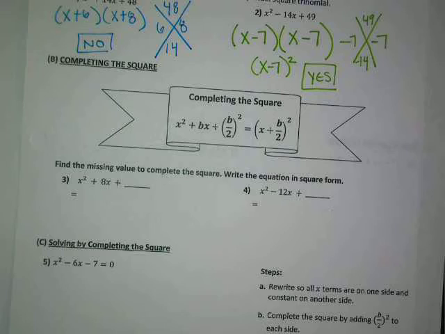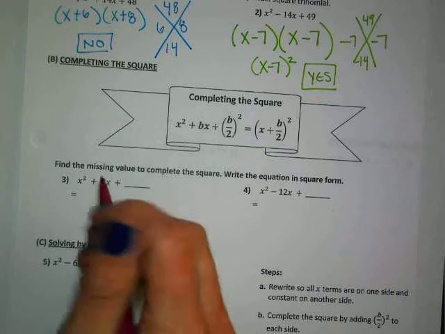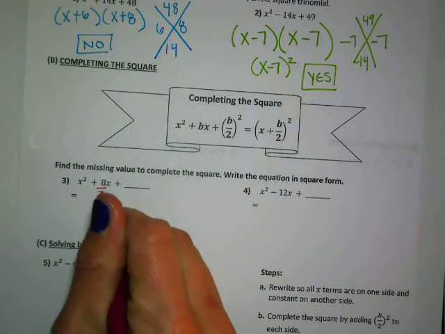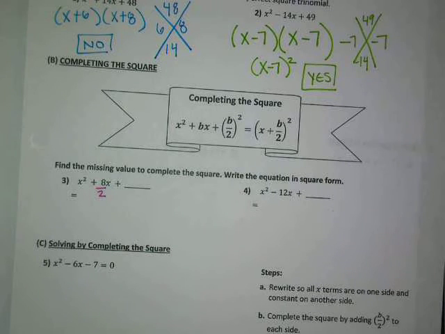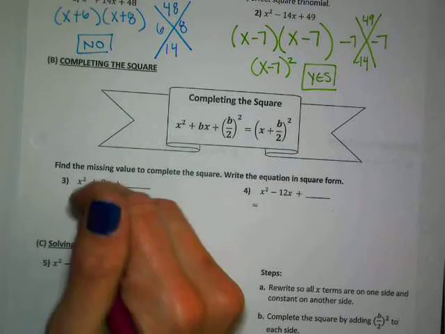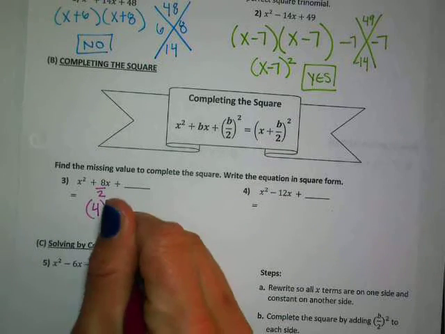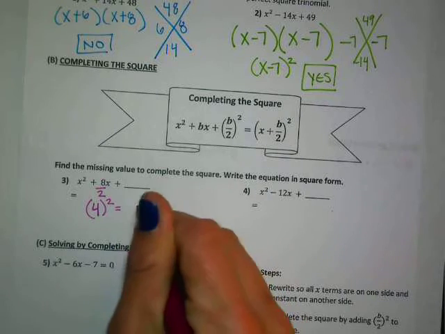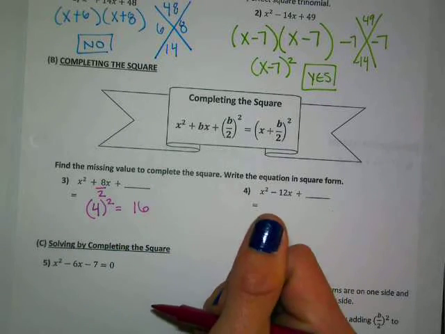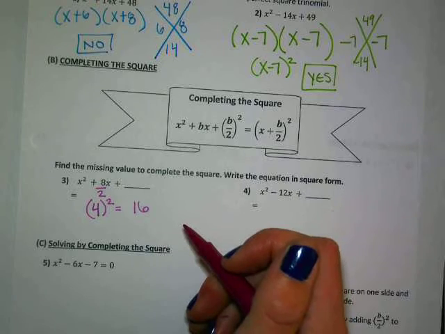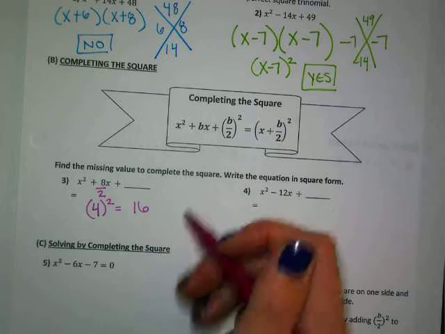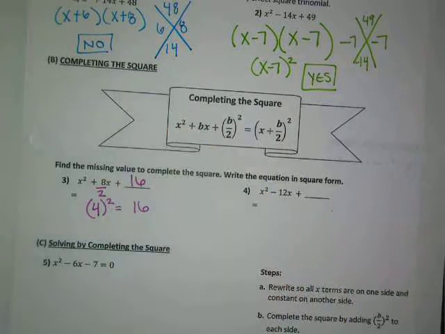All right, so we're going to do it in 2 steps. First step is divide. So we're going to take 8, and we are going to divide it by 2. You always divide that middle number by 2. And we get 4. So that's the first step, divide by 2. Second step, square it. So 4 squared is 16. And that is your magical number that is going to complete the square.